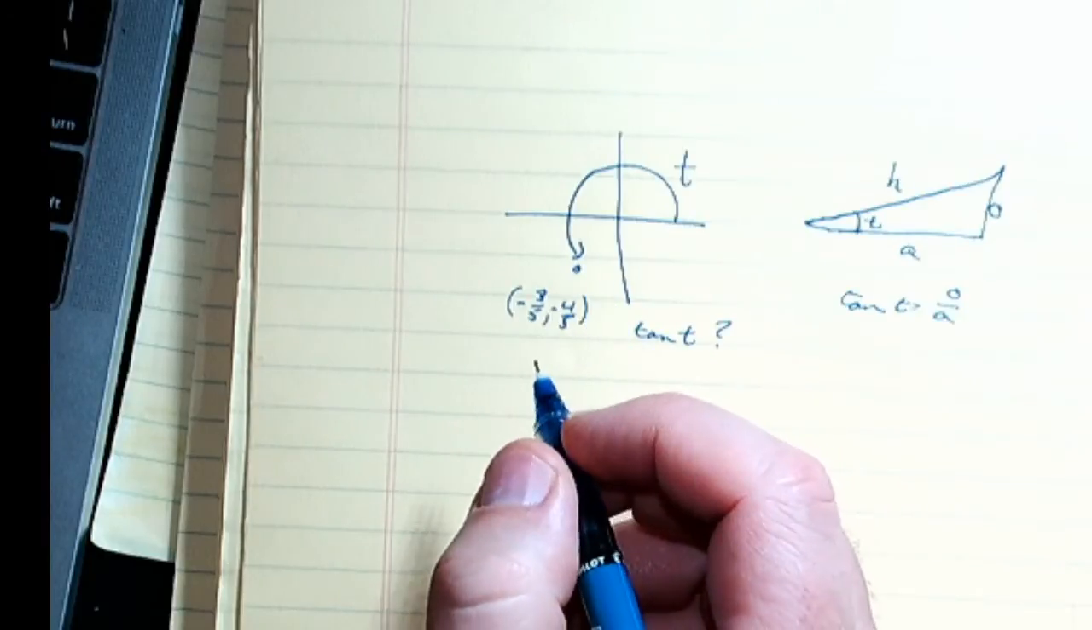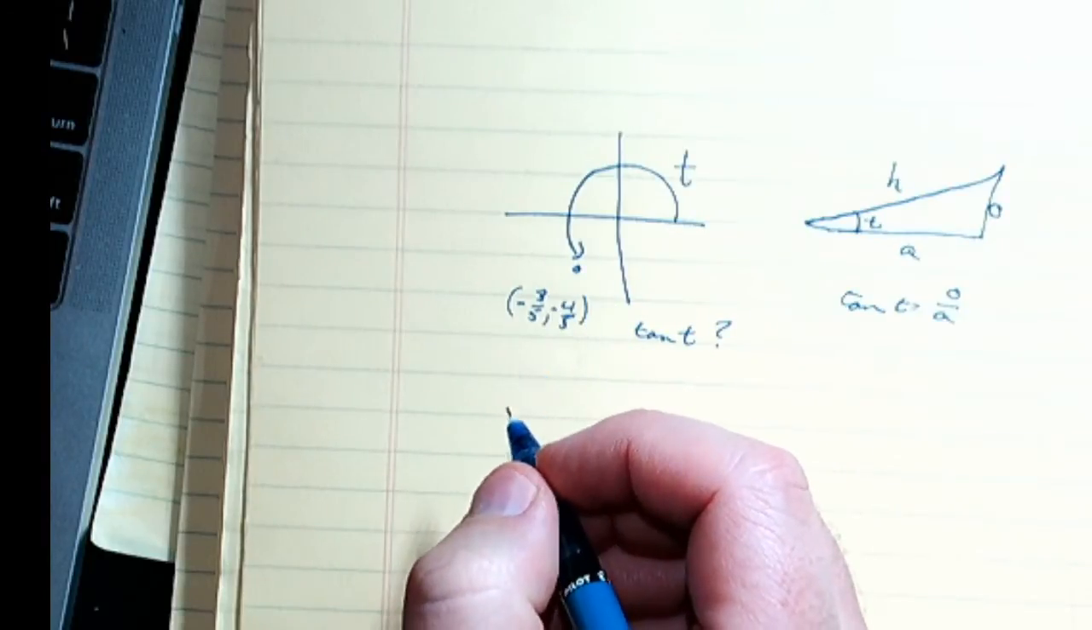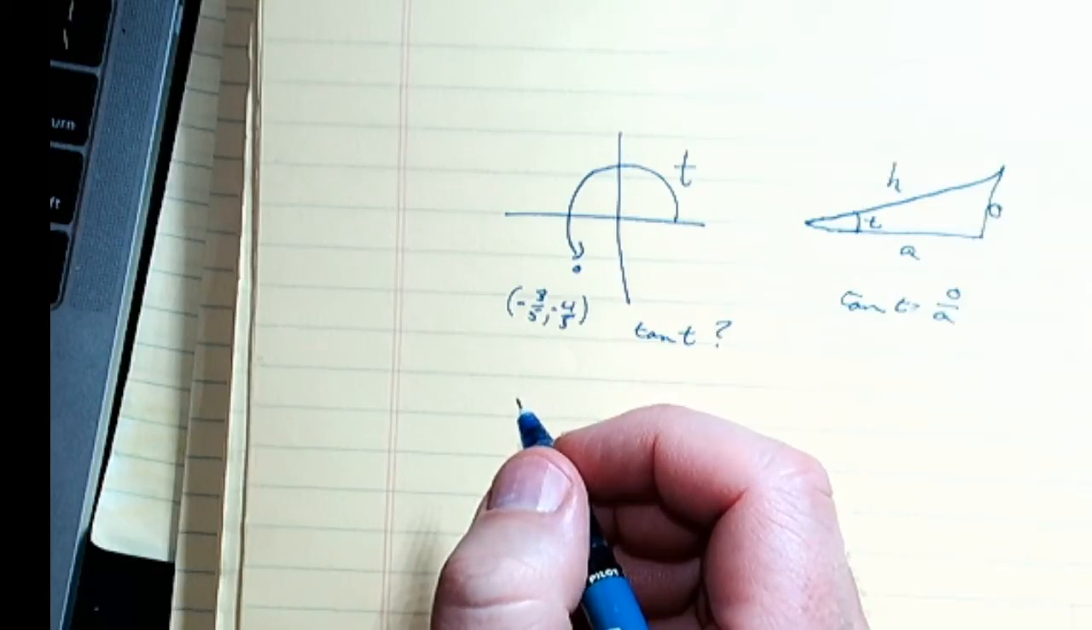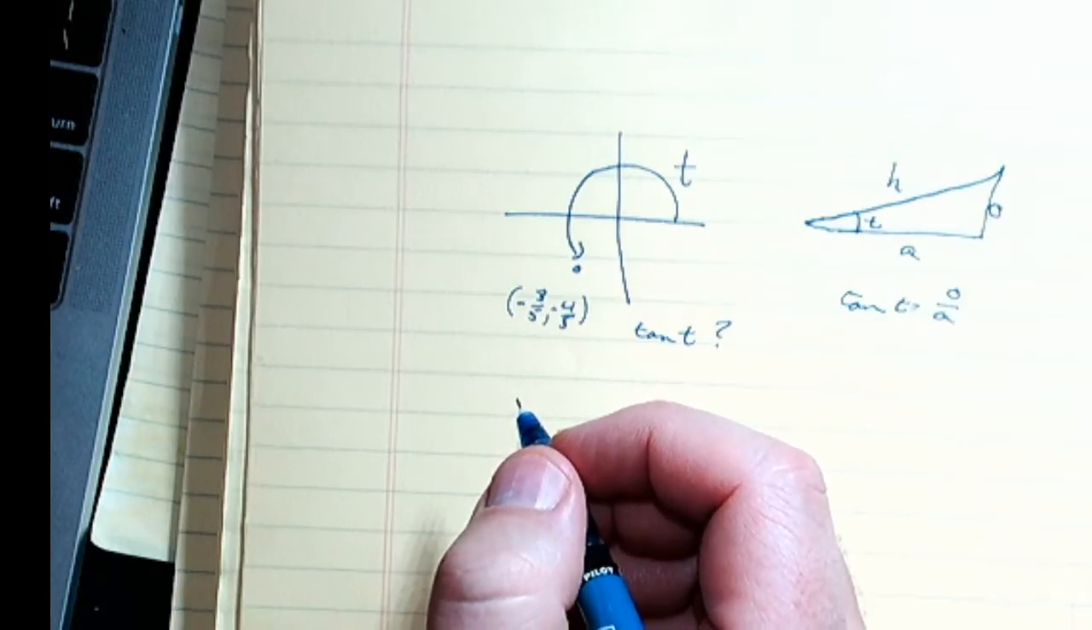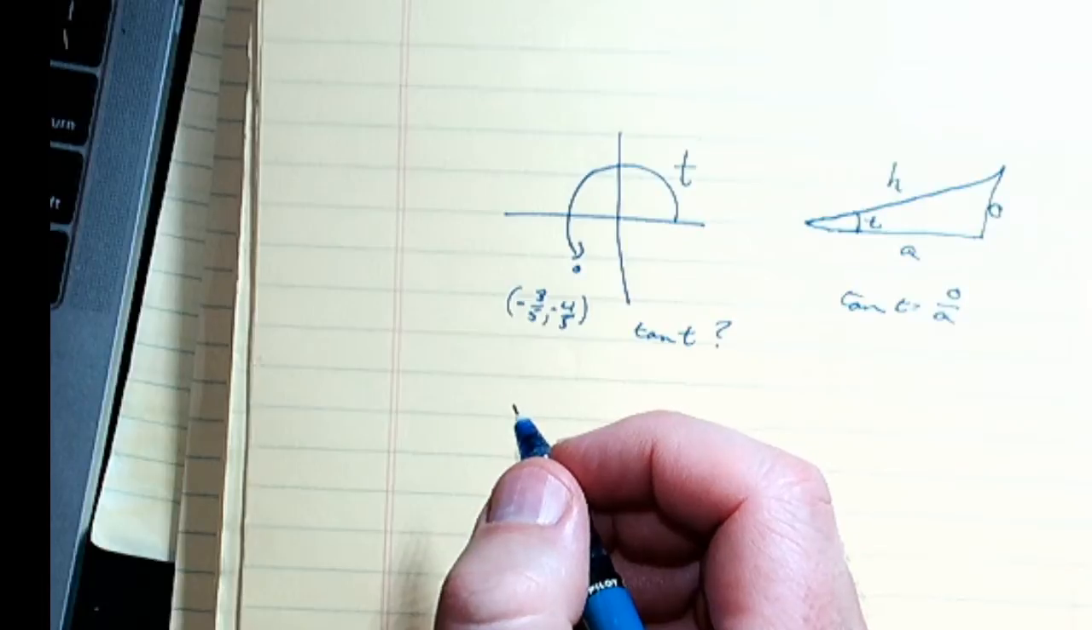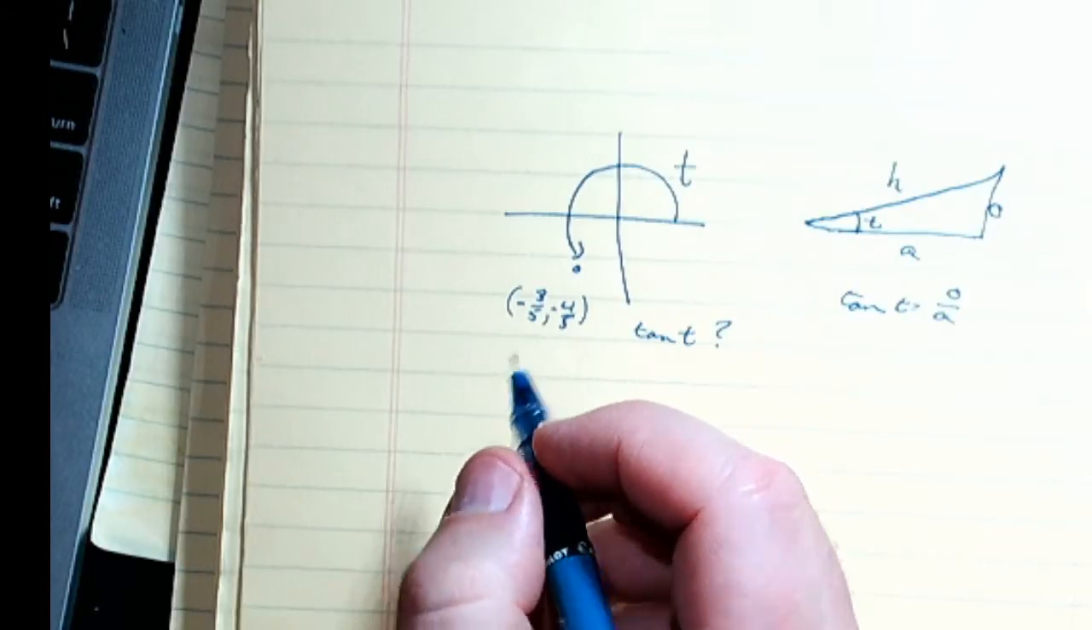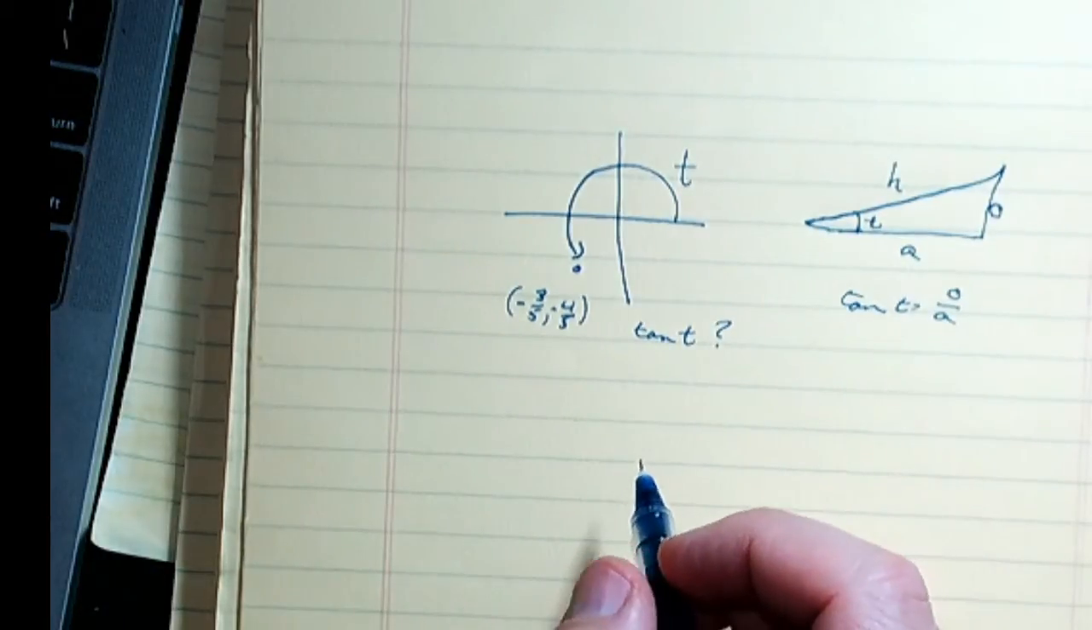Why are we looking at a weird point on the unit circle? How can we do this? How can we even figure out what a tangent means if we don't have an opposite side and an adjacent side? And the answer is, we switched what we mean by these angles.